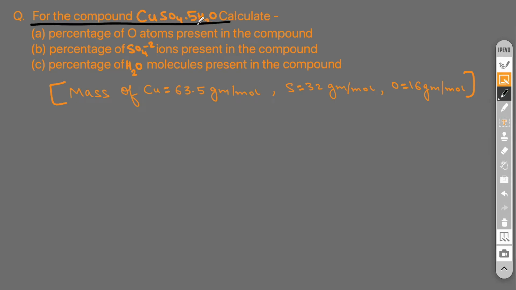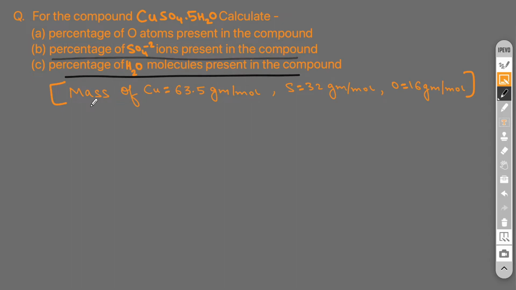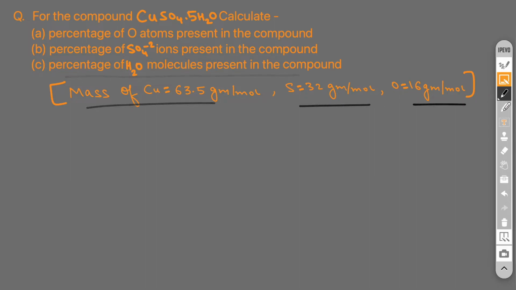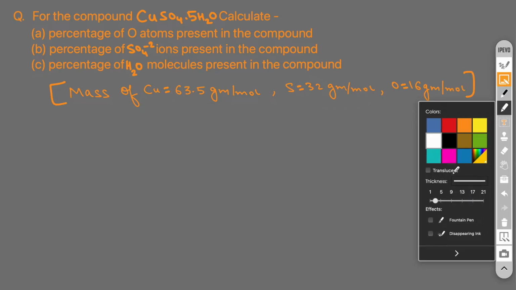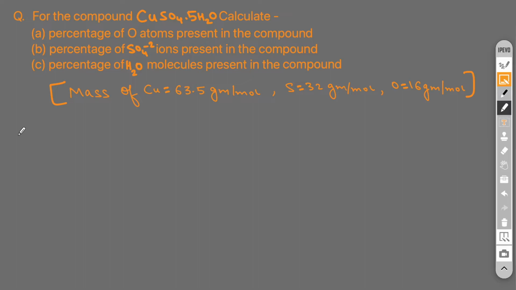Now we'll solve another problem. For the compound CuSO4.5H2O, calculate A part, percentage of O atoms present in the compound. B part, percentage of SO4 minus 2 ions present in the compound. C part, percentage of water molecules present in the compound. Mass of Cu is 63.5 gram per mole. For sulfur, 32 gram per mole. Oxygen, 16 gram per mole.